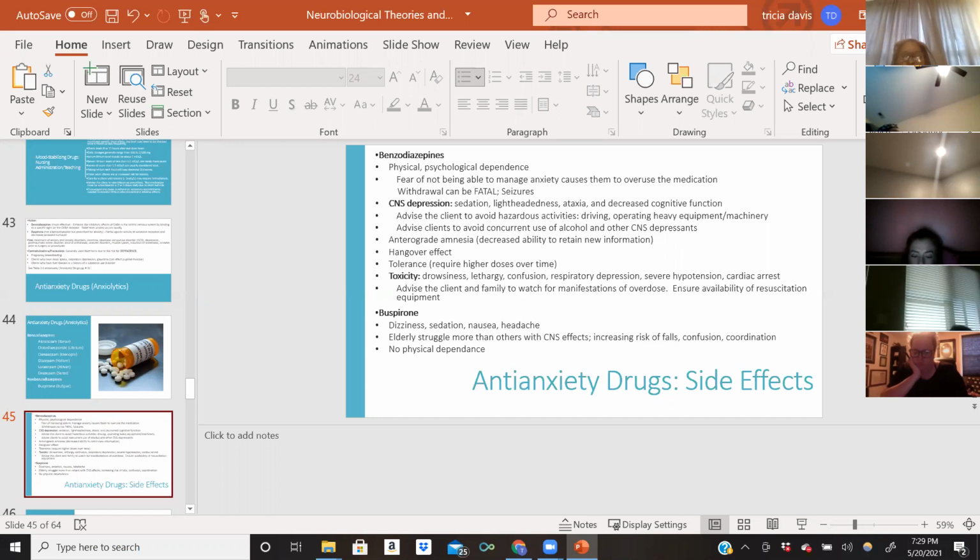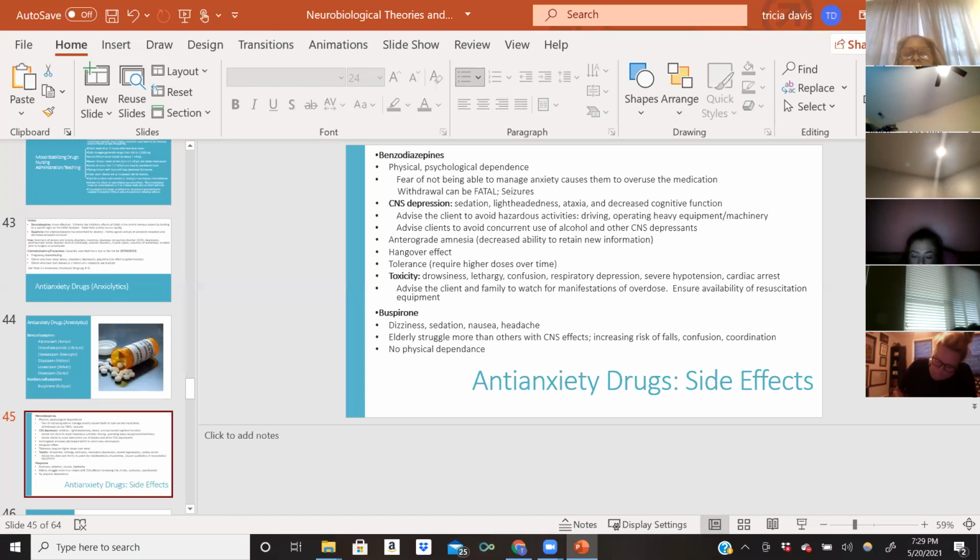So toxicity: drowsiness, lethargy, confusion, respiratory depression, severe hypotension, cardiac arrest. These are all signs of an overdose. Advise the client and the family to watch for manifestations of an overdose and ensure availability of resuscitation equipment, so Narcan.